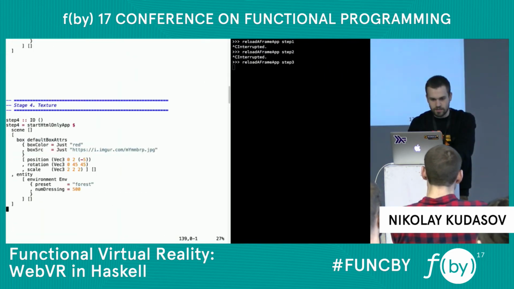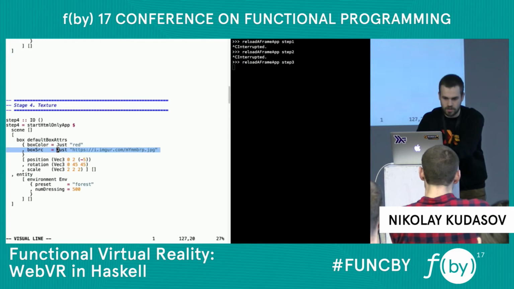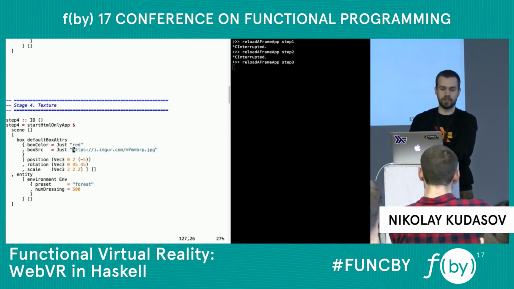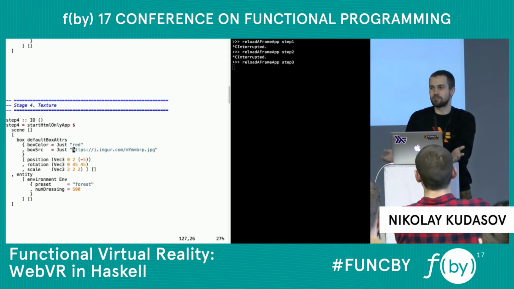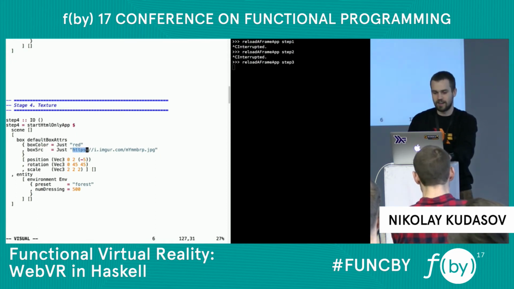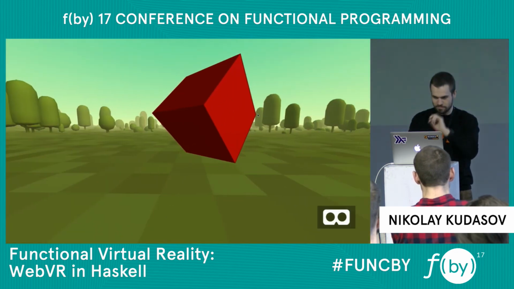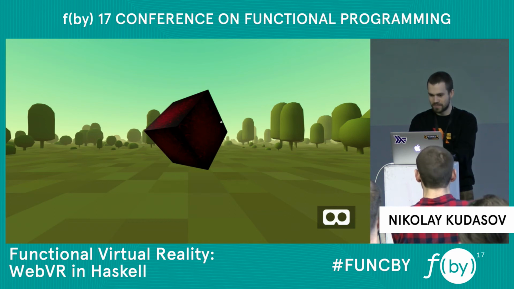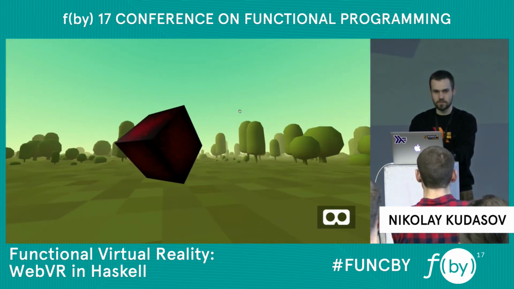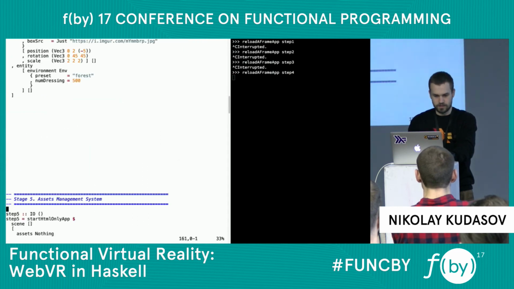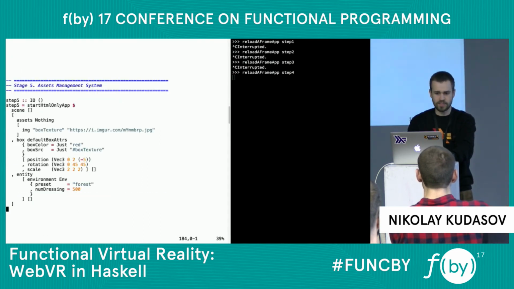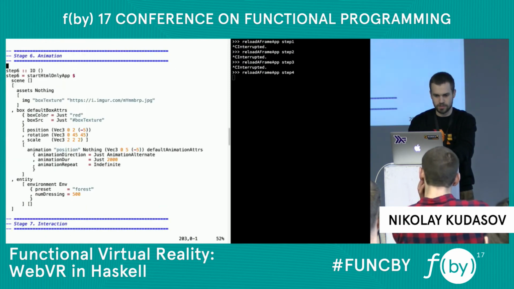Okay, so the next step is adding texture. Texture can be added just with a special attribute, and because this is internet and browser, we can provide just a URL on the internet with some texture, and it will load, of course, if I have internet connection. Let's figure out if I have. Yes. Nice. There's also an assets management system, but I'm going to skip this.